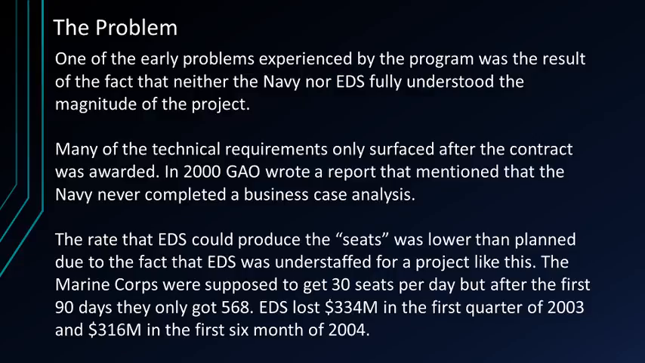In the year 2000, GAO wrote a report that mentioned that the Navy never completed a business case analysis. The rate at which EDS could produce the seats was lower than planned because EDS was understaffed for a project as big as this. The Marine Corps were supposed to get 30 seats per day, but after the first 90 days they only got 568. EDS lost $334 million in the first quarter of 2003 and $316 million in the first 6 months of 2004.